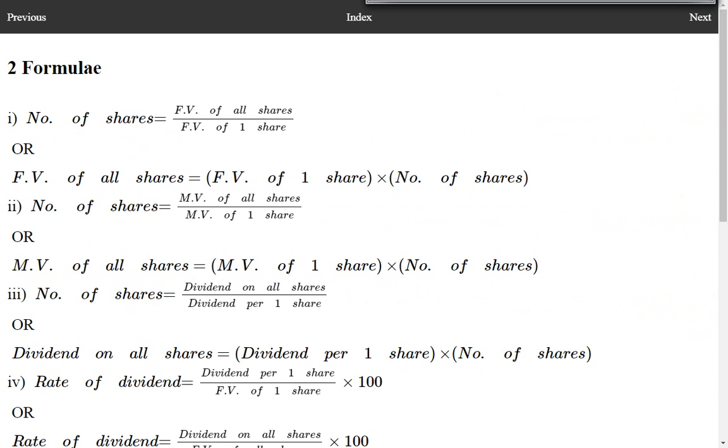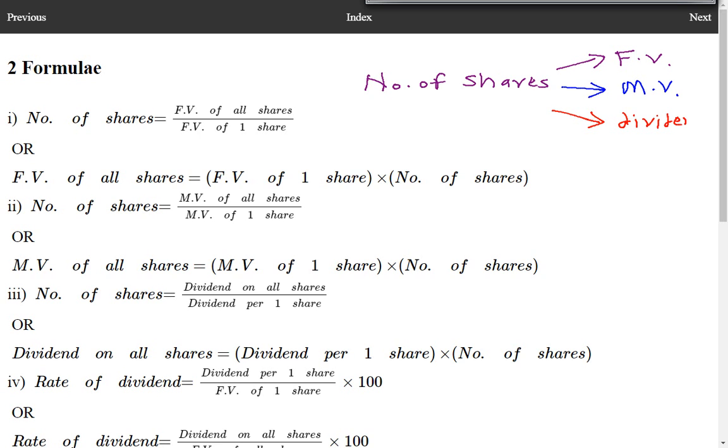So let us recall the three formulae for number of shares which we have seen. We have seen the formula for number of shares in terms of face value, then in terms of market value, and in terms of dividend. So these are the first three formulae for number of shares.